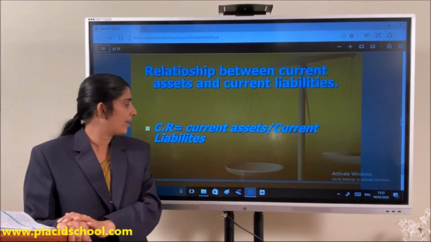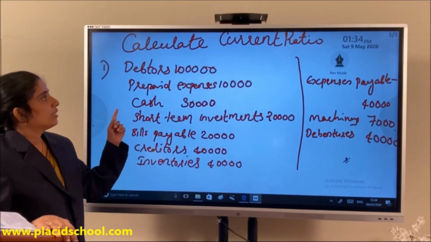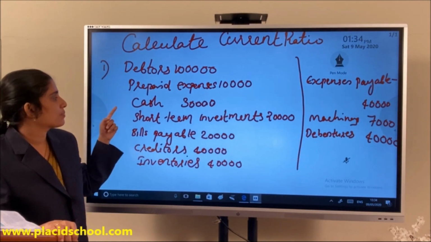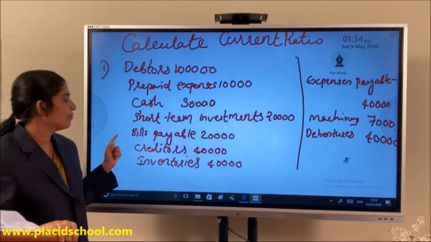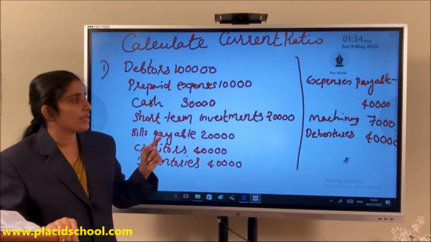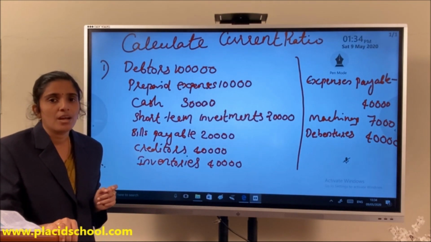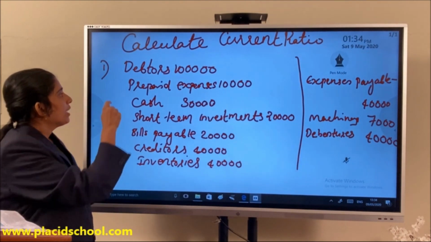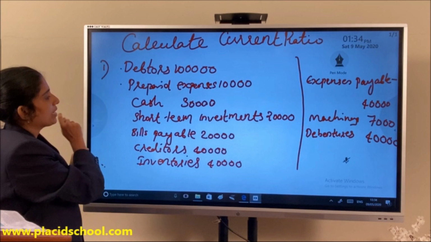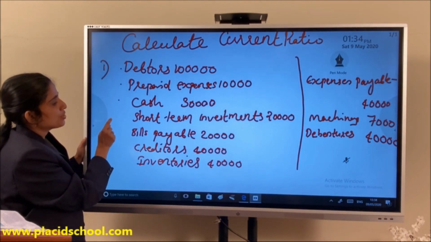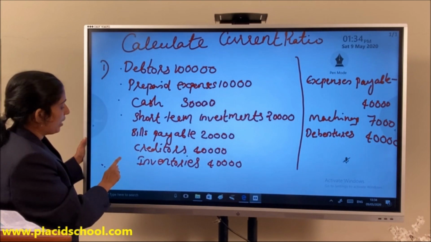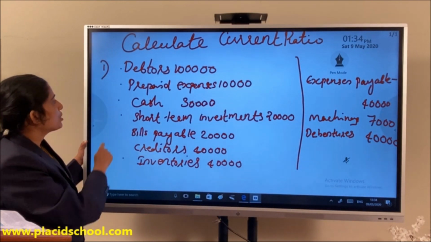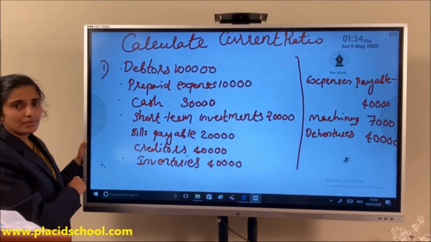Current ratio is current assets divided by current liabilities. Then the first question: calculate current ratio. The items are debtors, prepaid expenses, cash, short-term investments, bills payable, creditors, inventories, expenses payable, machinery and debentures. From this, firstly calculate the total value of current assets. Debtors, prepaid expenses, cash, short-term investments, inventories. These are the current assets.